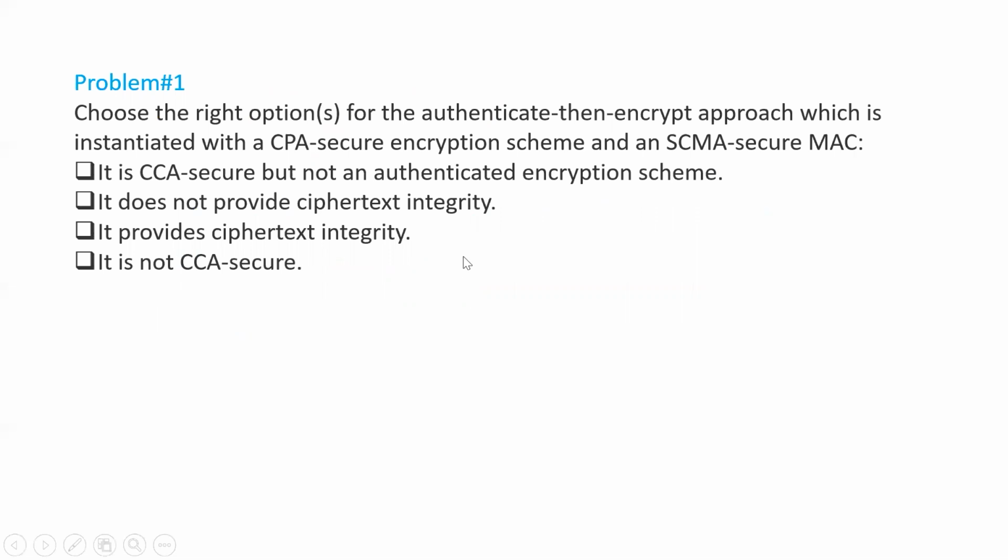First question: choose the right options for the authenticate-then-encrypt approach, which is instantiated with a CPA secure encryption scheme and an SCMA secure MAC. It is CCA secure but not an authenticated encryption scheme. It does not provide ciphertext integrity. It provides ciphertext integrity. It is not CCA secure. So you can answer one. I'll give you some time to think.